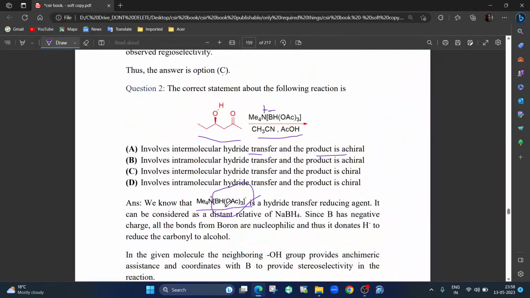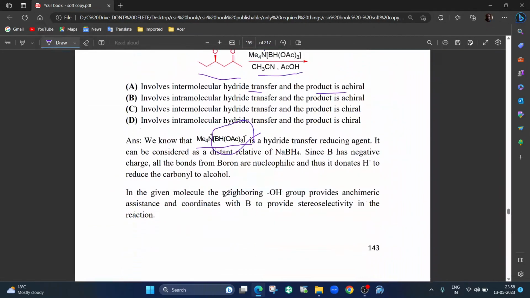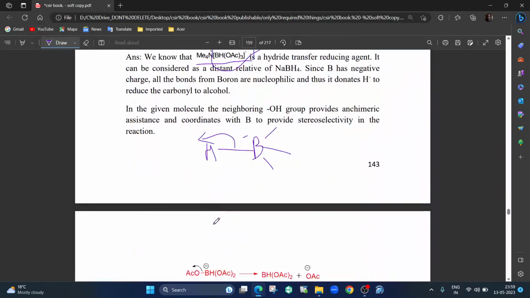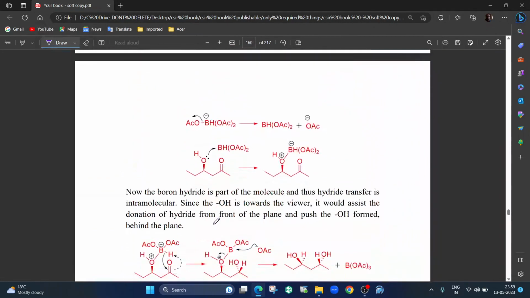This part is kind of BH4 minus, and this will be less reactive. Because boron has a negative charge here, something like this is there: boron has a hydrogen, it has a negative charge, it has 3 OAc groups. Now because of this negative charge, all the bonds from boron are nucleophilic in nature, and therefore this BH bond breaks and donates electrons. It's a hydride donor, right?